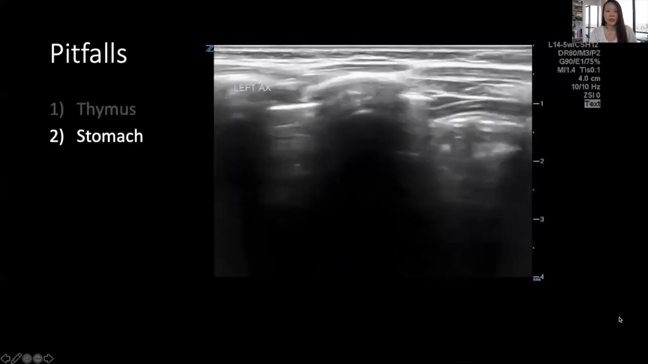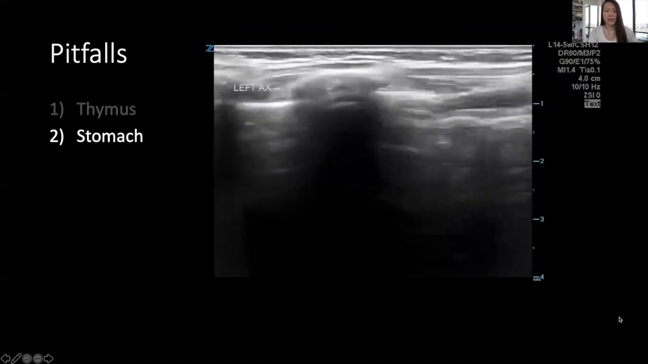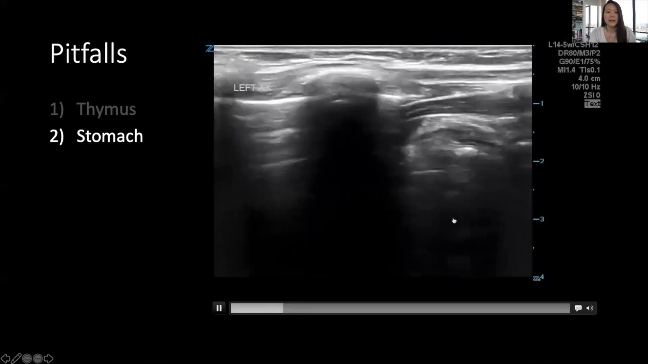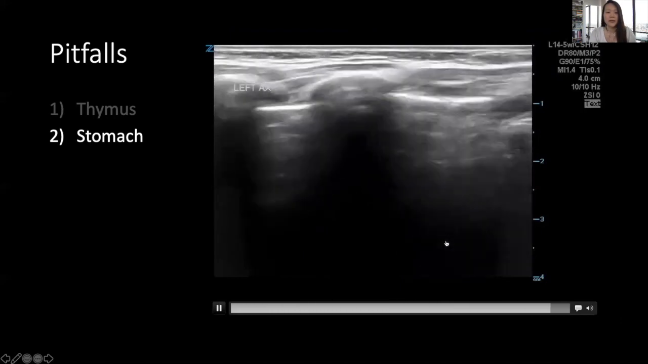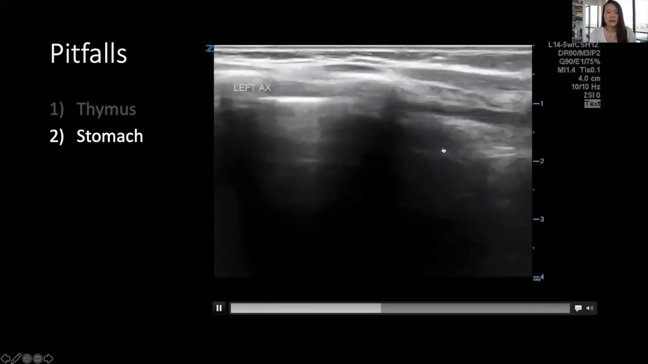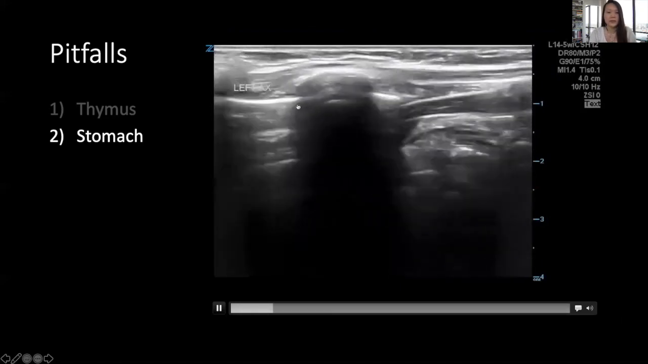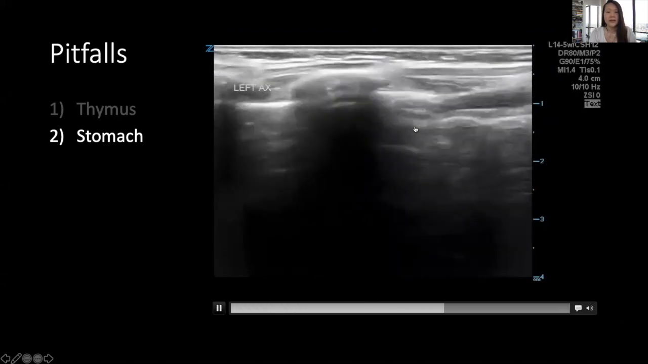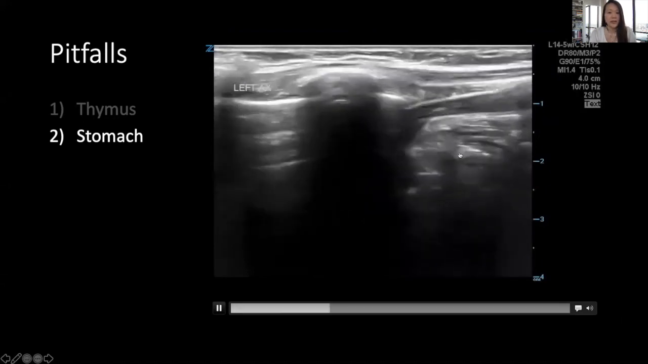Another common pitfall when you're looking in the left anterior and axillary area is the stomach. So if someone is looking at this clip very quickly, they may mistake the area here to be a pneumonia, given the loss of A-lines and maybe some irregular appearance. But if you develop the habit of looking for that interface between the single-lined pleura and the double-lined diaphragm, it's easy to identify that this area is just stomach with content.